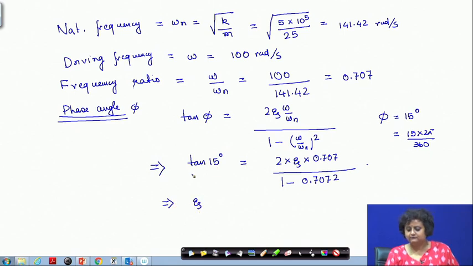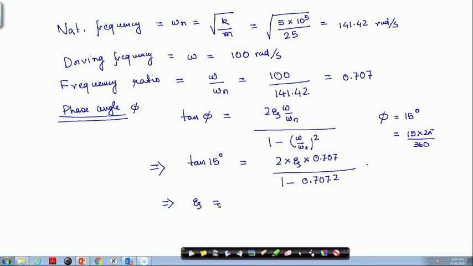So, tan 15 can be evaluated, and from this we can obtain the value by solving this equation in a very straightforward way. We can see that the value of zeta is going to be 0.0945. Therefore, one part of the problem is solved. So, I have seen that the damping factor is 0.0945. Now let me do the next part of the problem.